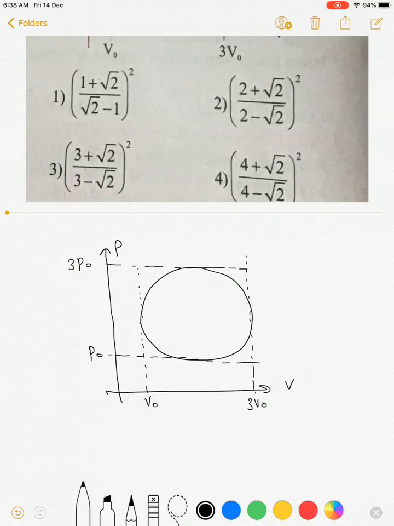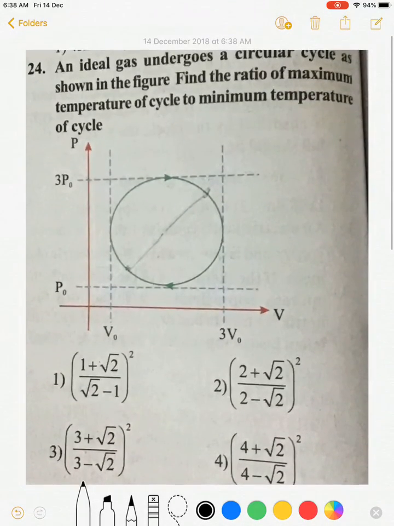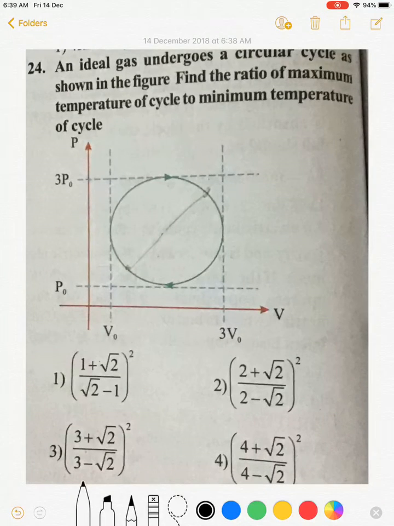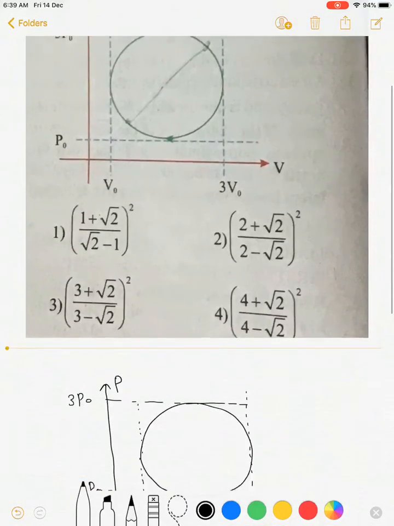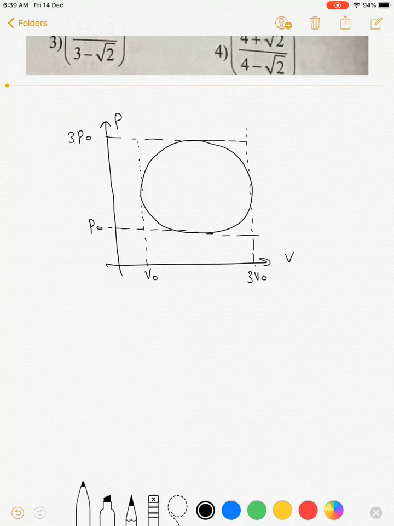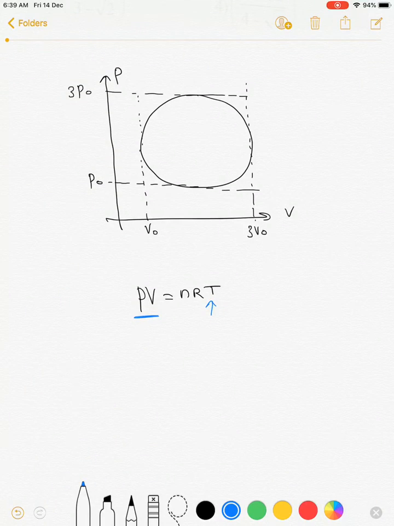Now our aim is to find out at which point we will get the maximum temperature, and at which point we will get the minimum temperature. According to the ideal gas equation, PV is equal to nRT, this T will have its maximum value when the term P into V is maximum. According to this question, the value of P into V will have its maximum value when P is equal to V.